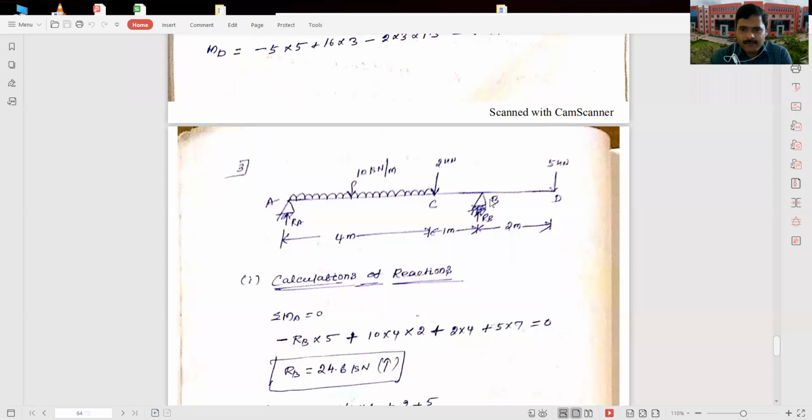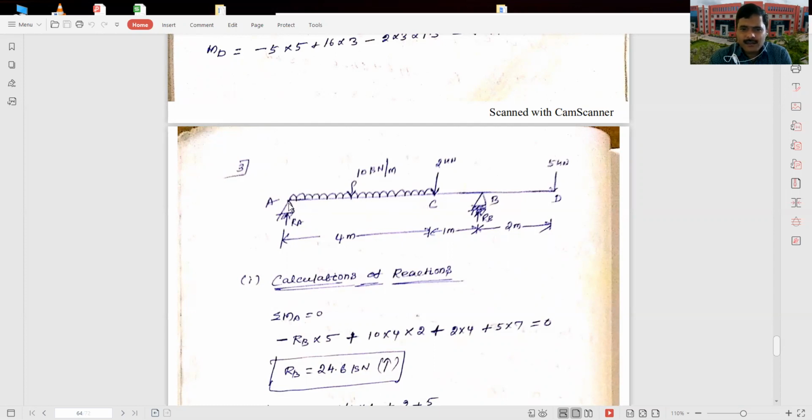It's an overhanging beam. Here you can see this is support A and this is support B. So beyond this support A and B, the beam portion extends. Okay, so this portion extends beyond the supports A and B. Therefore, this is called an overhanging beam.